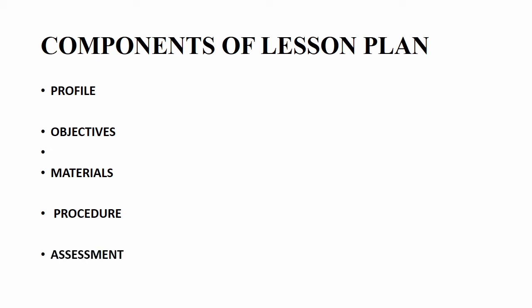And then the assessment of the student. In the lesson plan you design a particular objective, that the student will learn these things. You implement your lesson plan in action, and after implementing it you assess the students to see whether they are getting this particular idea, that is, whether the objectives you decided on are achieved or not. You have to consider all these things in the lesson plan. So the basic components are profile, objectives, material, procedure, meaning how we implement the plan in action, and then the assessment of the student.